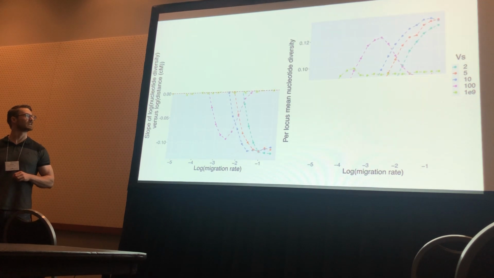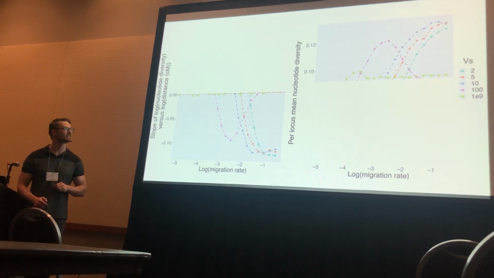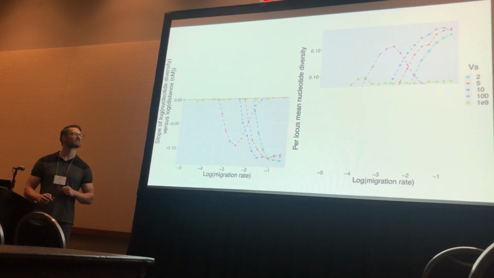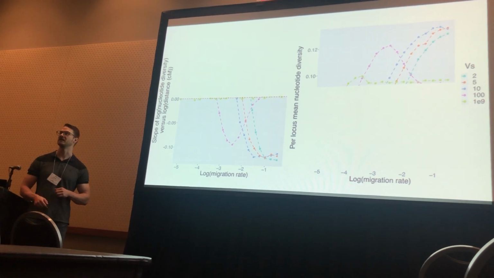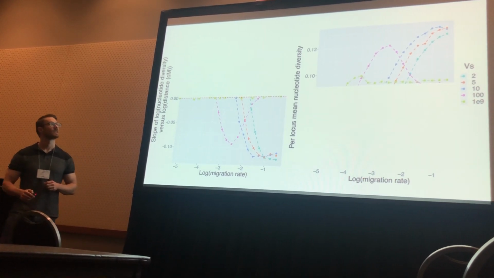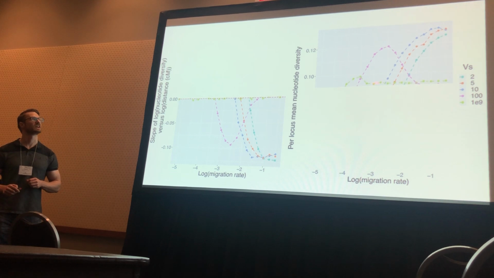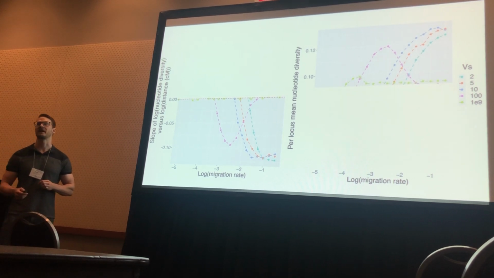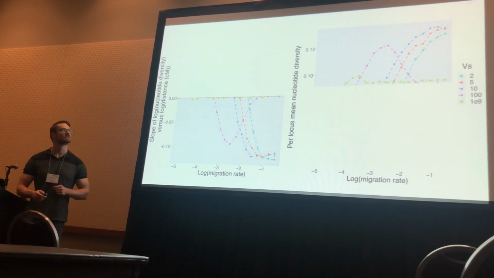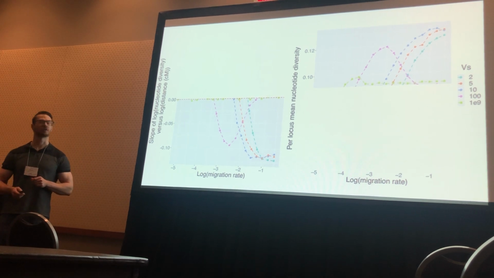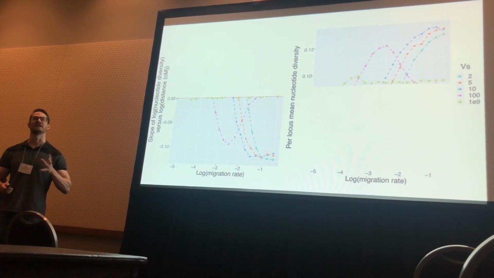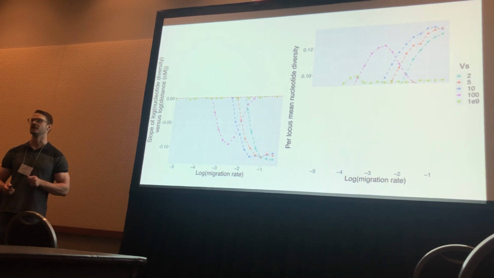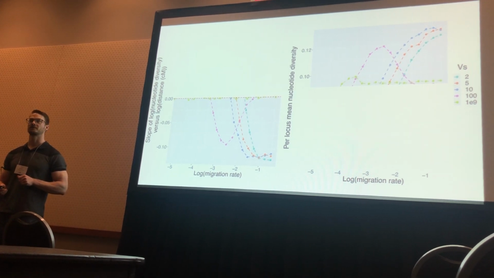The complete opposite then, in this migration selection parameter space, now we have that negative association between nucleotide diversity and distance, and we have more nucleotide diversity per locus than we would expect through drift alone. So in this region of migration selection parameter space, it looks like we have an increase in nucleotide diversity nearby that divergently selected locus.